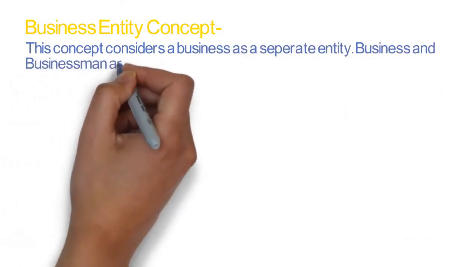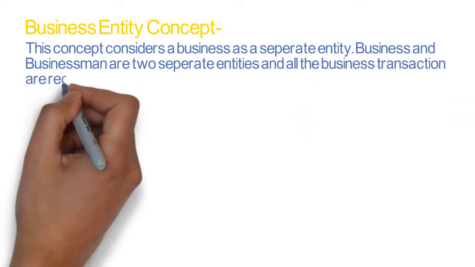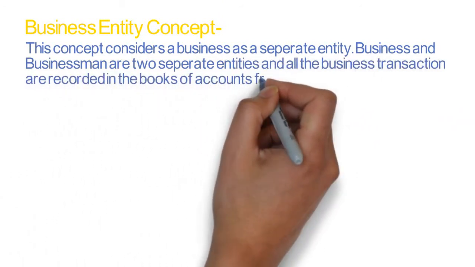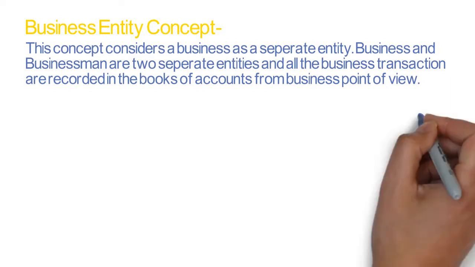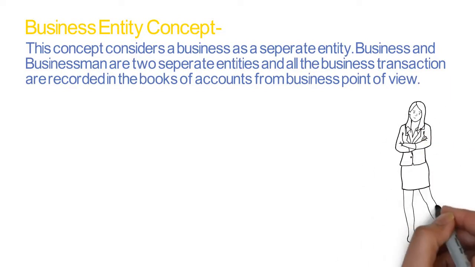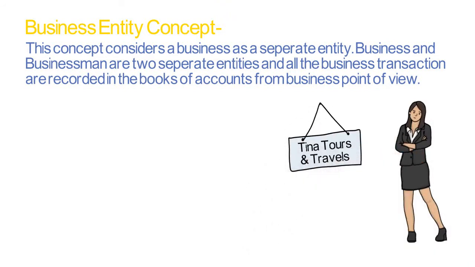Business and businessmen are two separate entities, and all of the business transactions are recorded in the books of accounts from the business point of view. Let me make this more clear through an example. Let's assume this pretty girl is Tina. She owns a travel agency named Tina Tours and Travels.